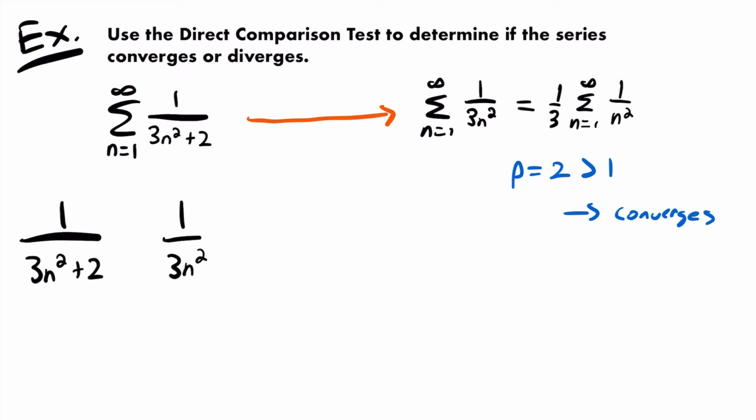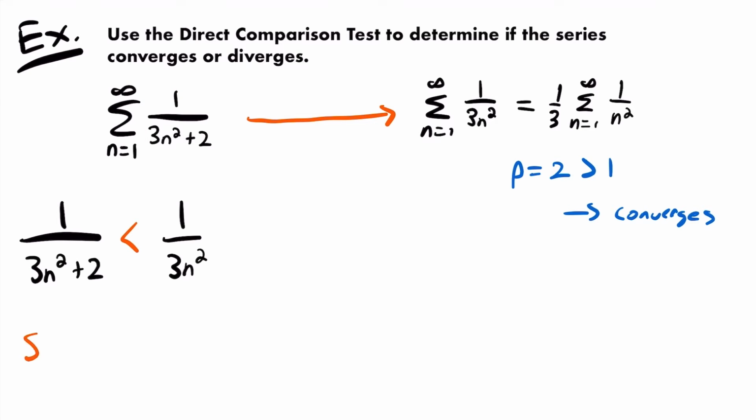All right, and so when the denominator is larger, the value will be smaller. And so for all values of n, this expression will be less than this expression. And so our original series will be smaller than the series we are comparing it to. And so the original series is the smaller series, and our comparison series is the larger series. And so since that larger series converges, we can conclude that our smaller series, or our original series, also converges.